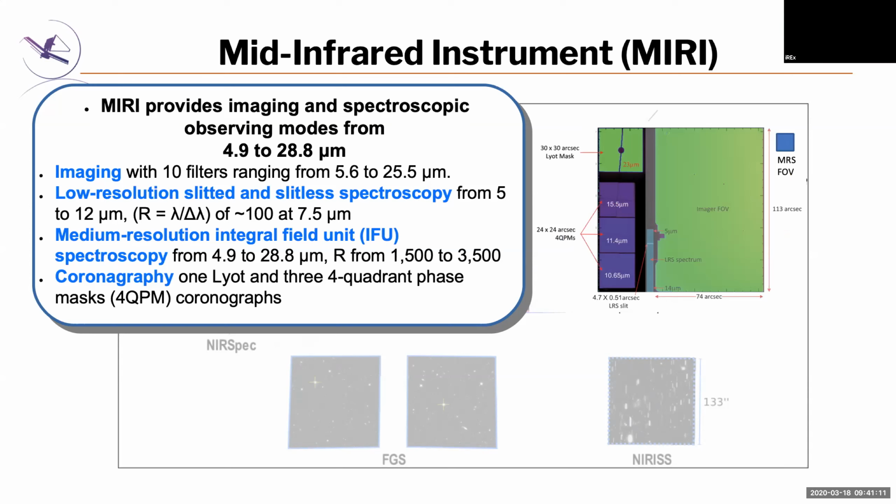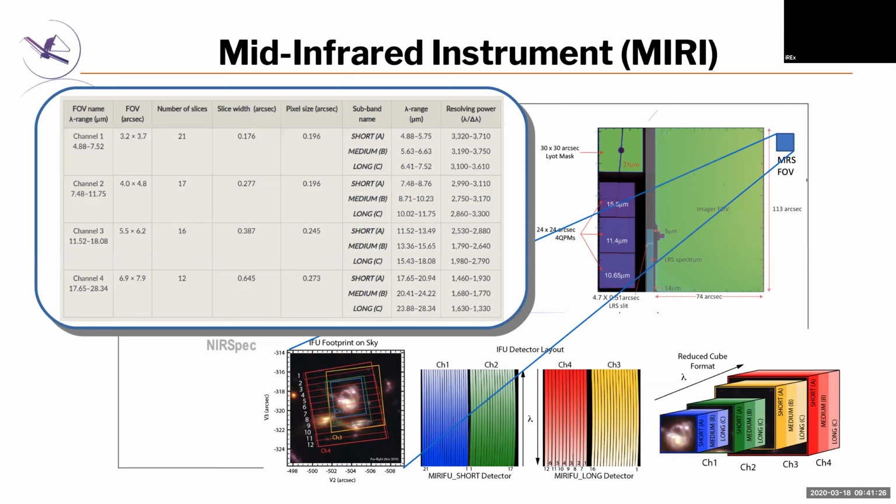And here we have a zoom of what I was talking about: the imager field of view, the 4 coronagraphy spots, and the MRS on the right side. This is the MRS, in a nutshell. On the left you have the footprint on the sky of the different wavelength channels.